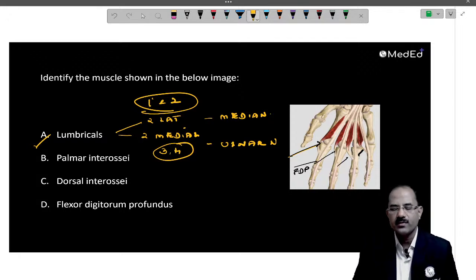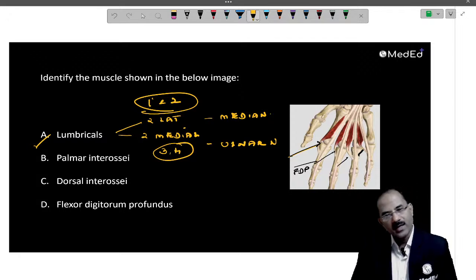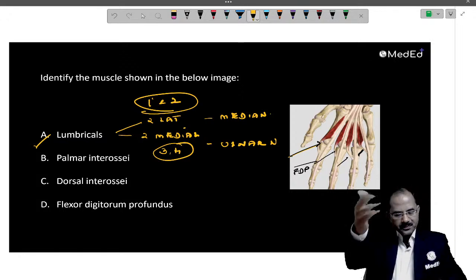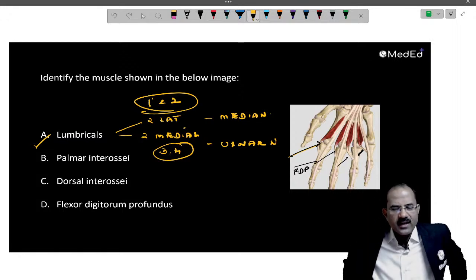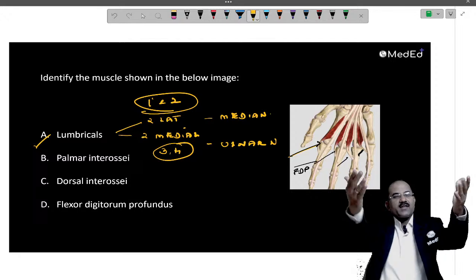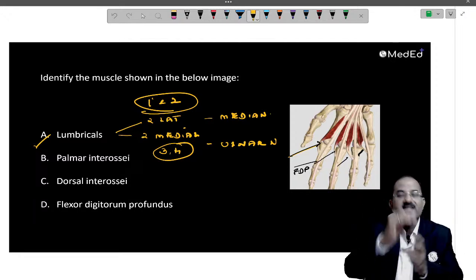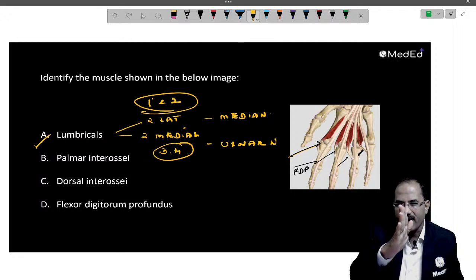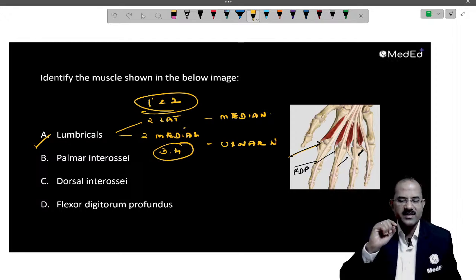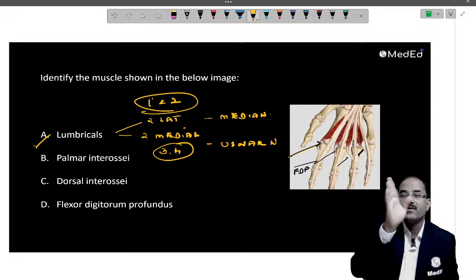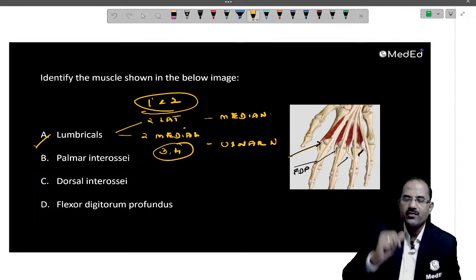Is this clear to all of you? So first and second are supplied by the median nerve. The third and fourth are supplied by the ulnar. The answer is lumbricals. What is the action of lumbricals? Can anyone tell me, students? What is the action of lumbricals? It causes flexion at the metacarpophalangeal joints and extension at the interphalangeal joints. This is the action of lumbricals.